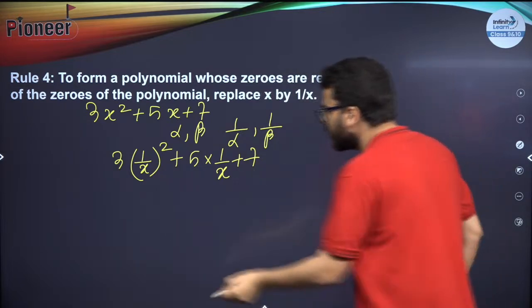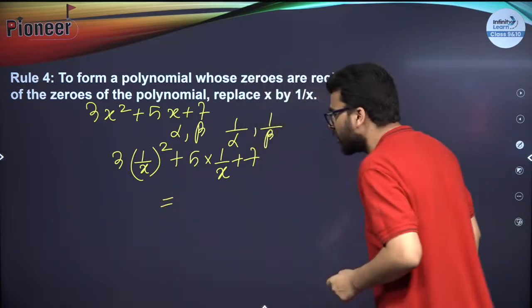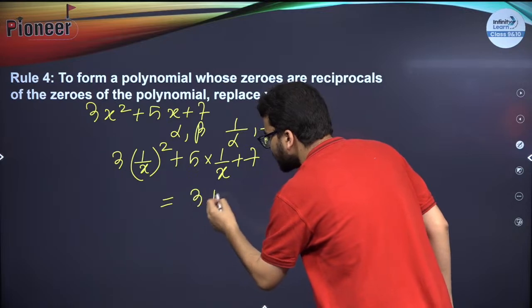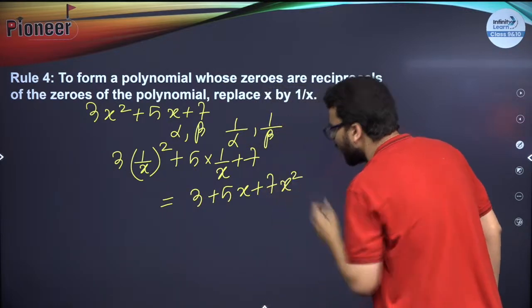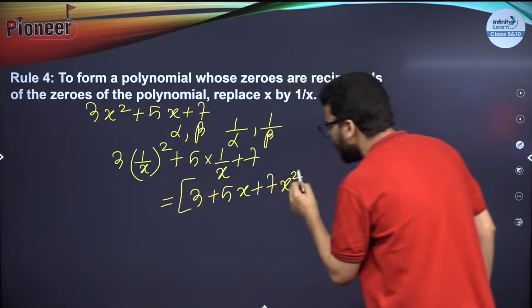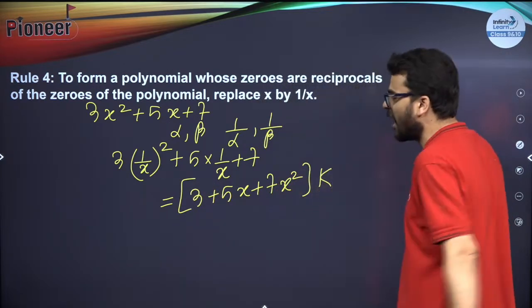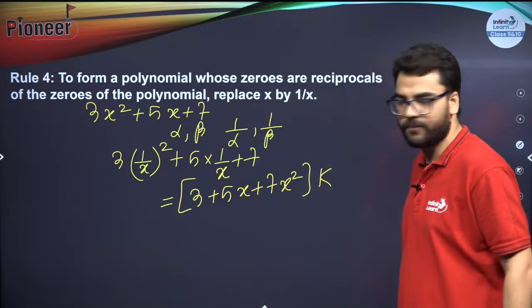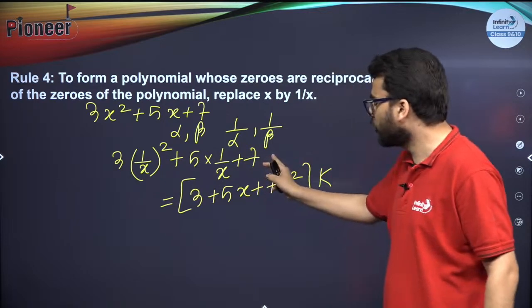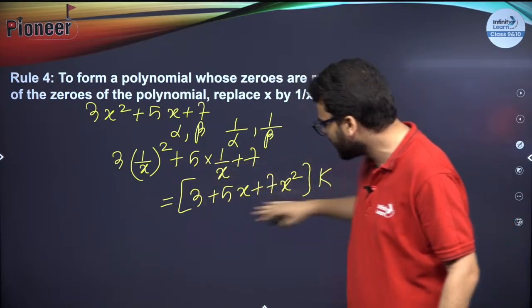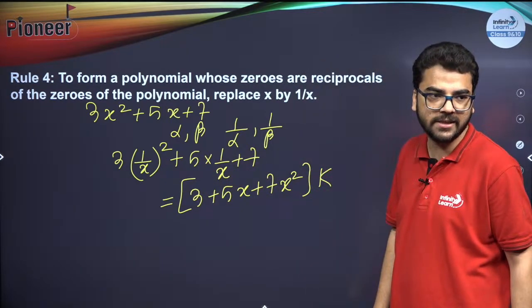So this is the polynomial. You can simplify over here. So what will you get over here, guys? You'll get 3 plus 5x plus 7x square. And obviously over here, k will be multiplied, right? It will be of this form. If you take x square as the LCM over here, x square will go over there and x will be there. It will be of this form. I hope it is clear.